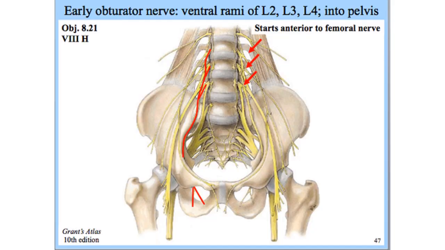This is a diagram of the lumbar plexus. The red marked roots and nerves are those of the obturator nerve. It comes from the ventral rami of L2, L3, L4, and then comes down at the pelvic brim, runs on the lateral surface of the true pelvic cavity, and then emerges from the obturator foramen and enters the adductor canal.